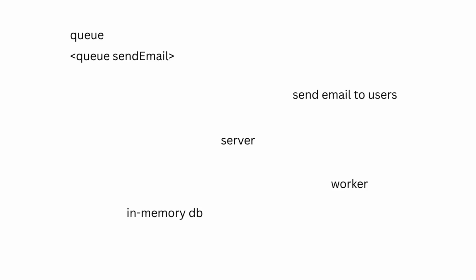So a similar thing we're going to do here. We have a job that is sending email to users. We are going to create a queue. We can name it send email, and then the server will write this job in our database, and the worker is going to pull that job from the database and execute it independently, asynchronously. Okay, so this was all about the architecture.